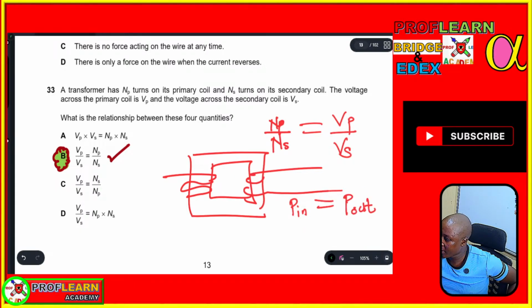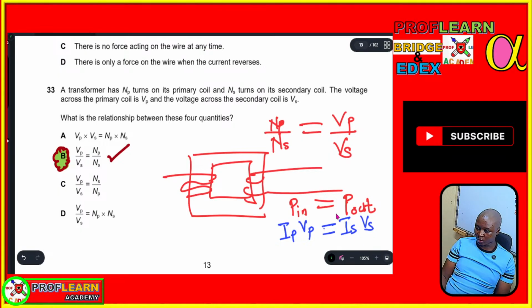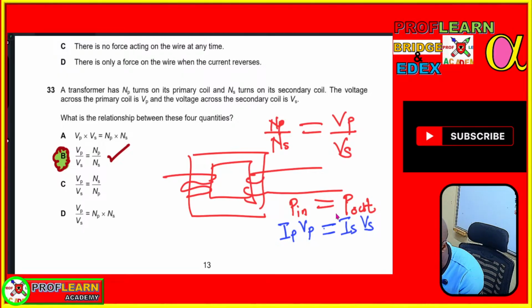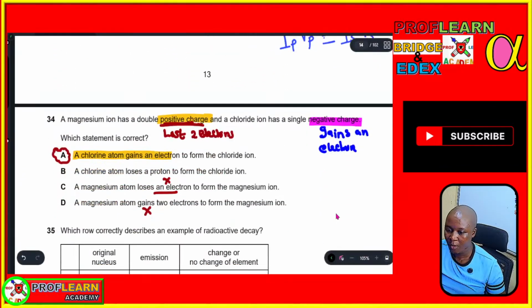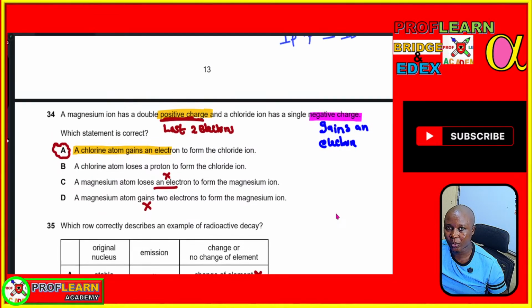So which will mean another formula you may be asked in this exam is that current in the primary coil times voltage in the primary coil is equal to current in the secondary coil times voltage in the secondary coil. So you need also to remember this formula, so in the event a question is asked from here, you are able to answer that.